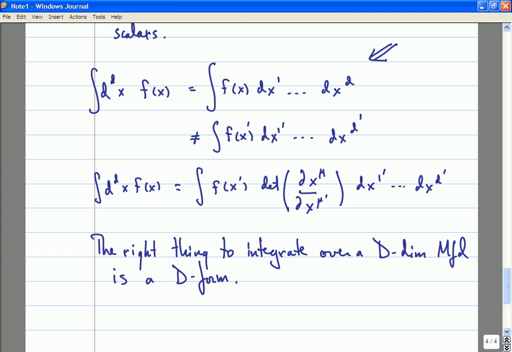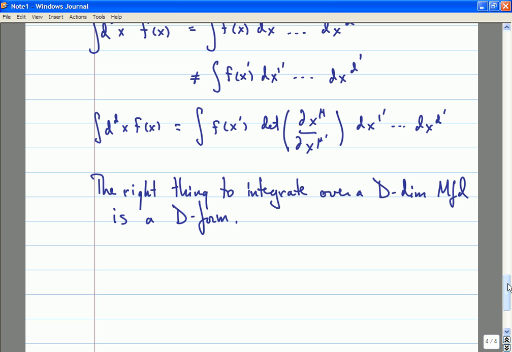So let's work this out a little more explicitly. A D-form has one independent component. It has one degree of freedom. So you could be forgiven for mistaking it for a scalar. But a D-form is not a scalar.